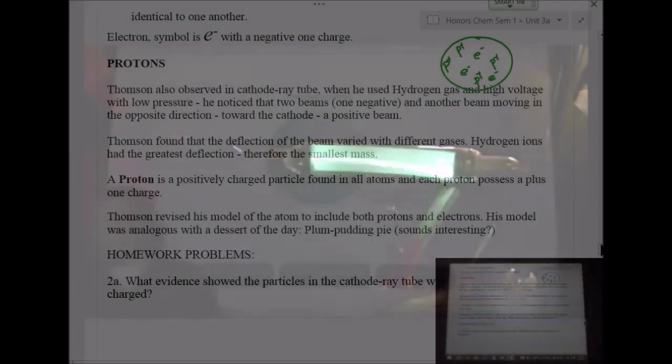So this is what Thomson used to help prove that there are some subatomic particles that actually have charge. Now, normal light is not affected by magnets itself. So there's your examples of your electrons.